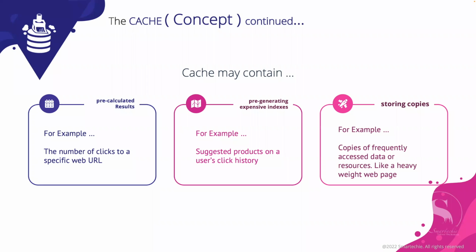Another thing is that it's storing copies of resources. The cache downloads and stores the heavy resources in the browser locally for high availability of the resources and less network bandwidth consumption, right? For example, it stores a copy of frequently requested data or resources like heavyweight images, graphics, and web pages, correct?